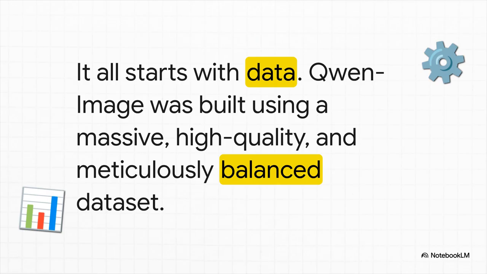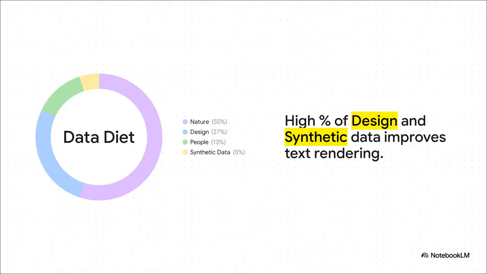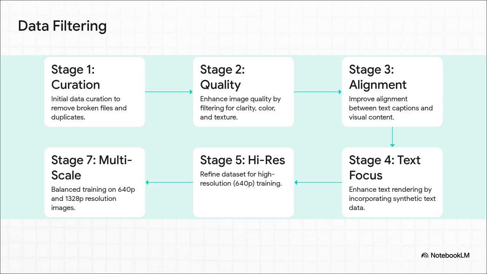The team just knew that if you want to teach an AI to write, you have to feed it the right stuff. It's not just about more data, it's about better, cleaner, more relevant data. Yeah, and this chart of their data diet is really telling. Sure, you've got the usual stuff, like pictures of nature and people, but look closer. A massive 27% is design data, things like posters and slides that have text on them. And another 5% is purely synthetic data, which means they literally created images with perfect text just to train the AI. That's the key.